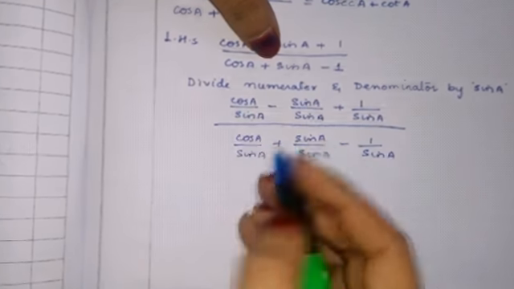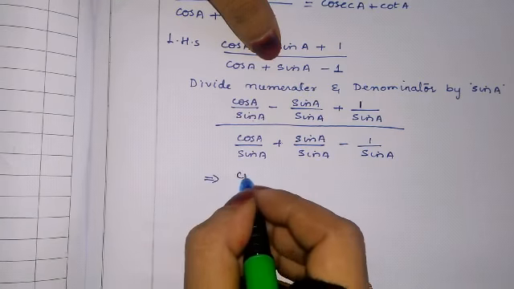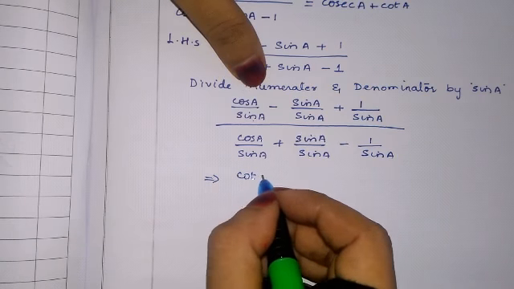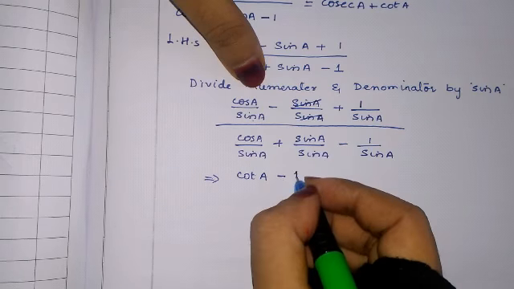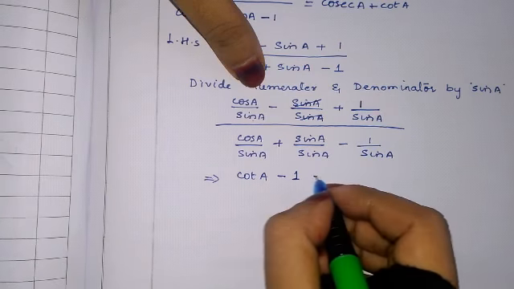Okay. Cos by sin is what? Cot. Cos by sin, cot A. Minus sin by sin gets cancelled, 1. 1 by sin, cosec.